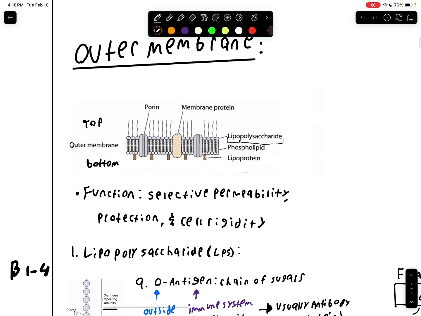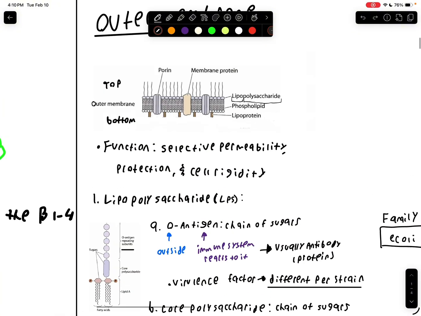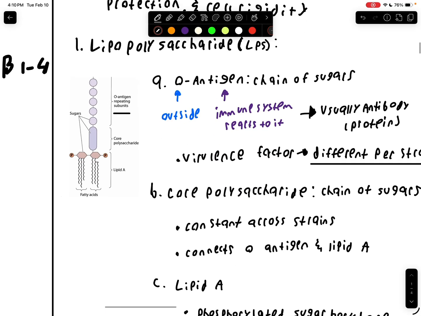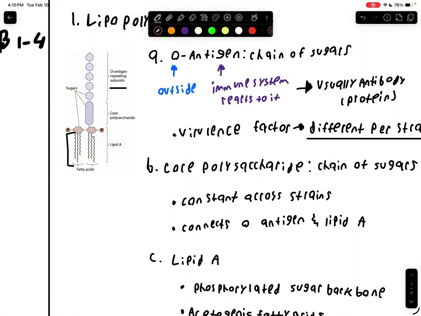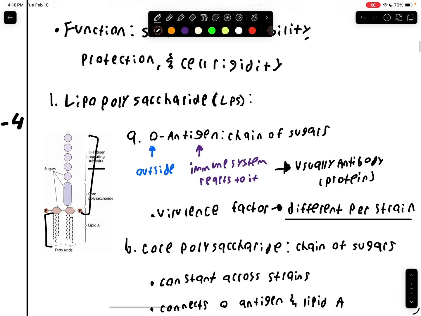The function of the outer membrane is selective permeability, so only allow certain things in, protection against basically anything that's outside that wants to hurt the cell, and cell rigidity. So kind of the same thing, stop the cell from bursting every time it wants to reproduce. Right now the first part is the lipopolysaccharide. What that is, is this entire layer over here from this side to the bottom. And it's broken up into multiple pieces. As you can see, this is the fatty acids, and then everything else is kind of blurrier in this picture, but we'll break it down.